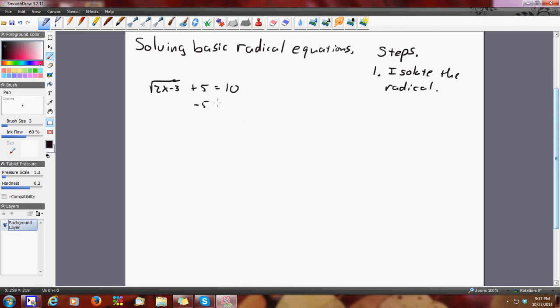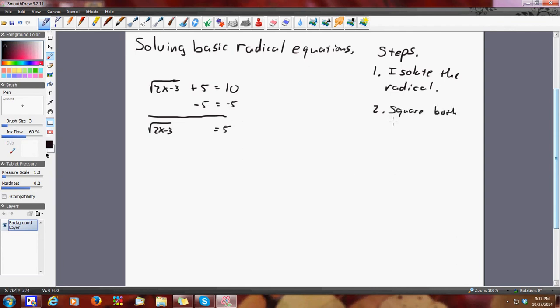So I'm going to subtract 5 from both sides. And when I do that, I get radical 2x minus 3 equal to 5. The radical is quite scary to some people. So once you have that isolated, you just square both sides.